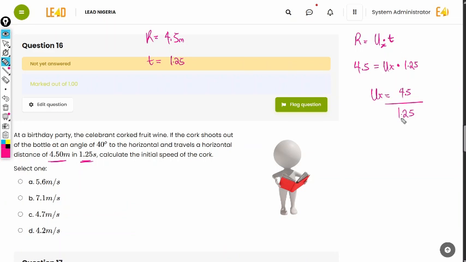Let me just do 4.5 divided by 1.25. Oh, 3.6. Oh yeah, I was thinking 36. So ux is 3.6 meters per second.